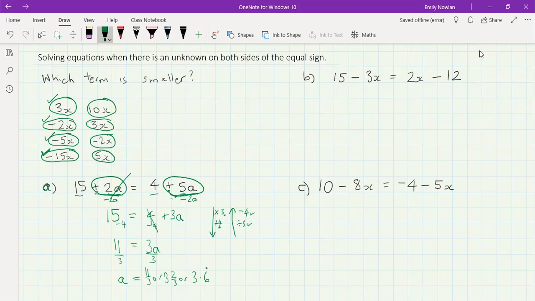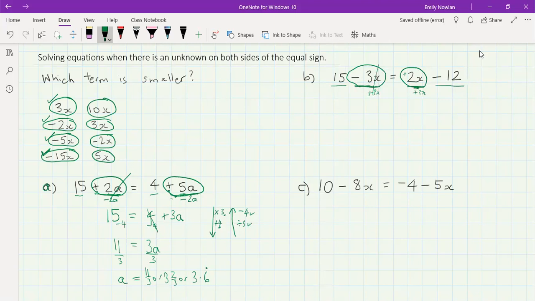Okay, so let's have a look at B. The question says 15 minus 3x equals 2x minus 12. There are terms with unknowns on both sides. This is the term here, minus 3x, and this is the term here, 2x. There's no sign written up here. If there's no sign, we just assume it's a plus. So out of minus 3x and plus 2x, which one's smaller? Minus 3x is smaller, so let's move the smaller one. The opposite to minusing 3x is plusing 3x. So we do the same to both sides.